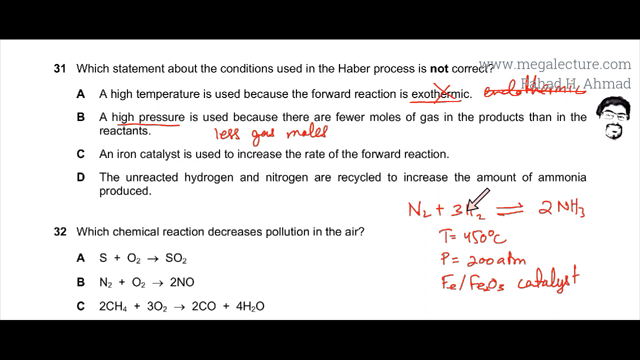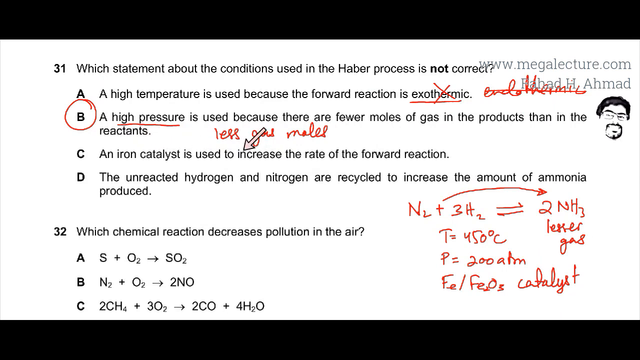So this statement is correct, because if you increase pressure, the forward reaction will be favored. There are fewer gas moles on the product side. So this is correct: a higher pressure is used because there are fewer moles of gas in the products than in the reactants, so more products would be produced. So this statement is going to be your correct statement. We're going to check C and D as well.